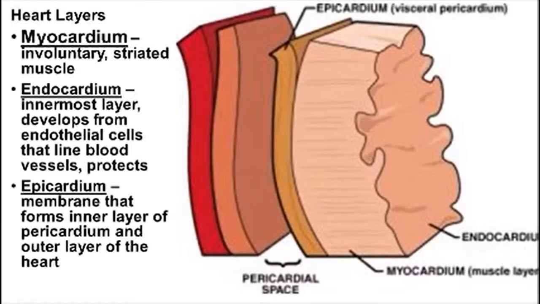These layers are from the outermost to the innermost. The outermost is called the visceral epicardium. This one is made of epithelium and connective tissue. The middle one is called myocardium. It is basically the muscle of the heart, so it's made of muscle cells. And the innermost and the last one is called endocardium. It is in contact with the cardiac cavities, and it's made of epithelium and also connective tissue.